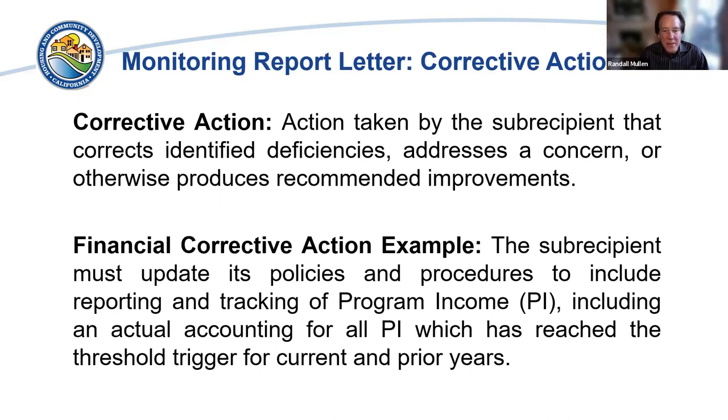The corrective action will be specified as action to be taken by the subrecipient that corrects those deficiencies, addresses the concern, or otherwise produces the recommended improvements. An example here would be the subrecipient updating its policies and procedures to include reporting and tracking of program income, including the actual accounting of all PI, which has reached the threshold trigger for current and prior years.